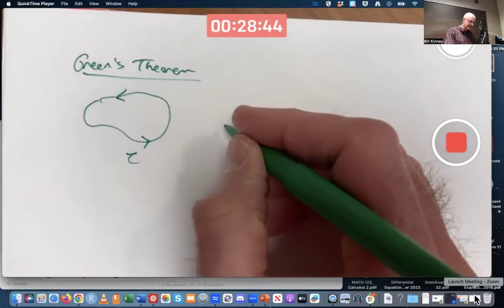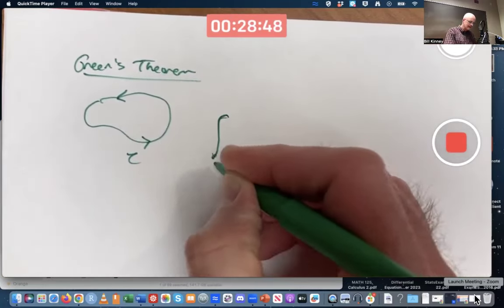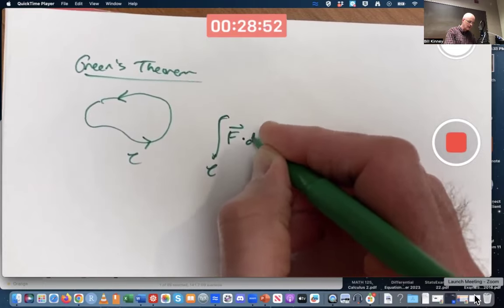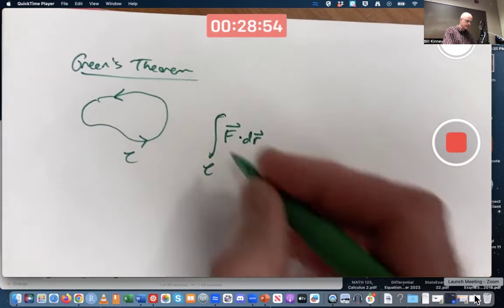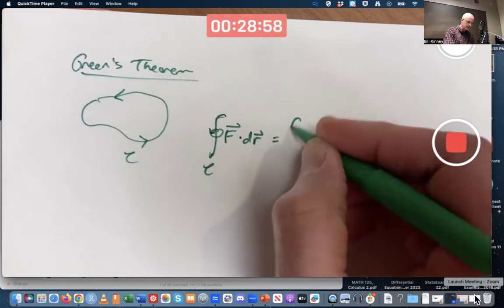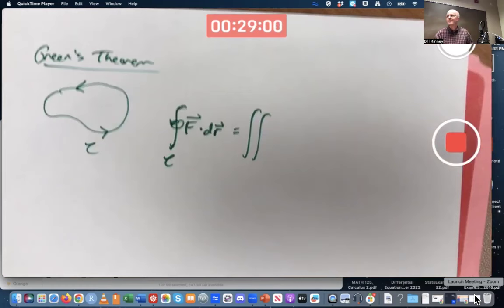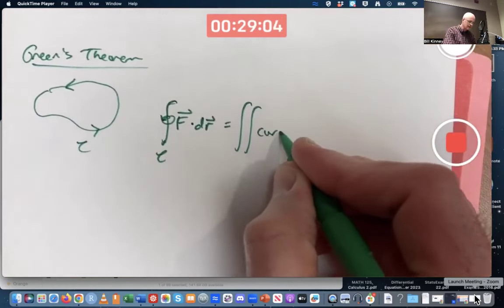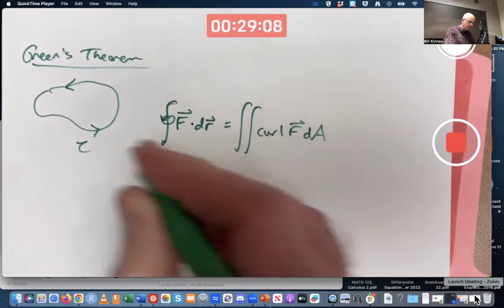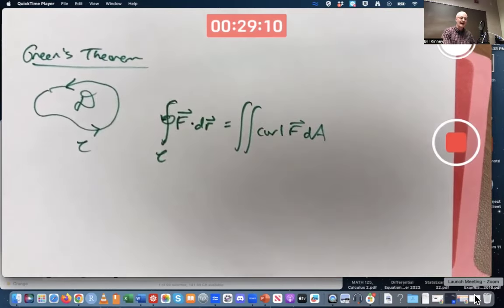Green's theorem says that one way to integrate the vector field over the closed curve is to do a double integral, of all things. A double integral of the scalar curl over the domain that's inside C.